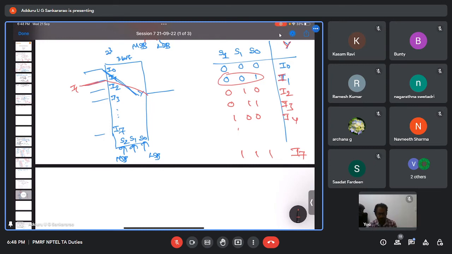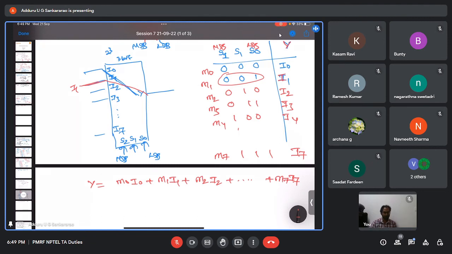Let us represent this in terms of min terms. S2, S1, S0: this is the MSB, this is the LSB. So we have min term 0, min term 1, min term 2, min term 3, min term 4, up to min term 7. How do we get the output equation in terms of inputs? I can write the output as M0 into I0 plus M1 into I1 plus M2 into I2, and so on up to M7 into I7. Here M0 is S1 bar, S2 bar, S0 bar, like that.